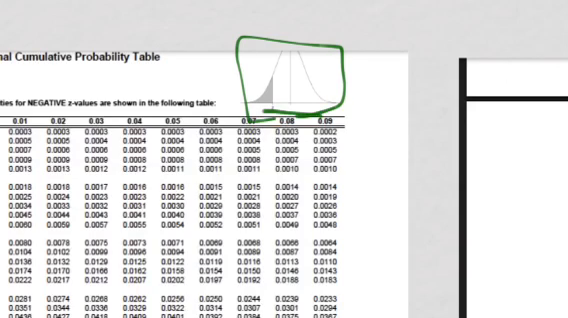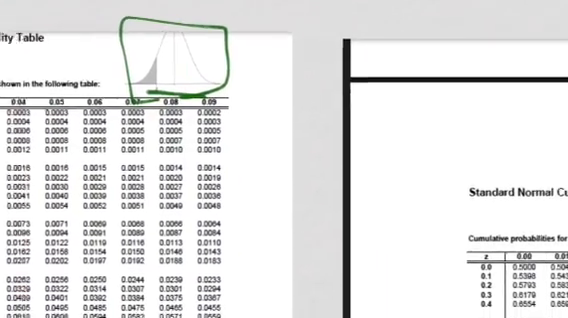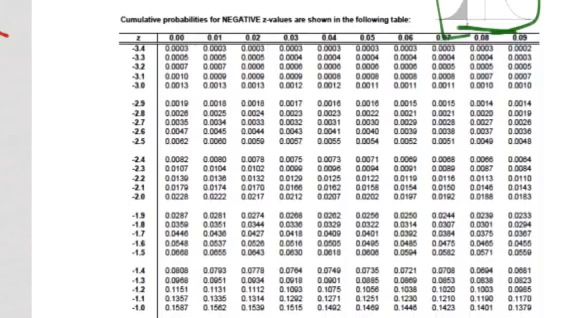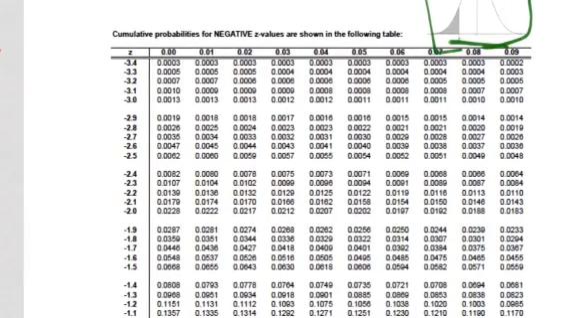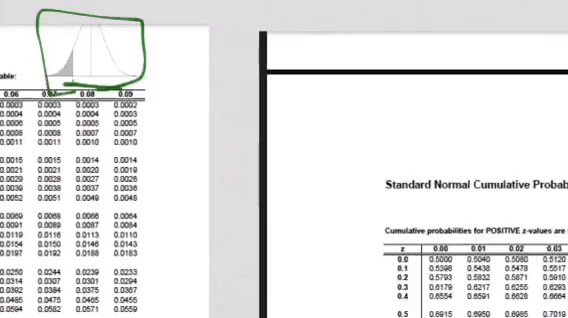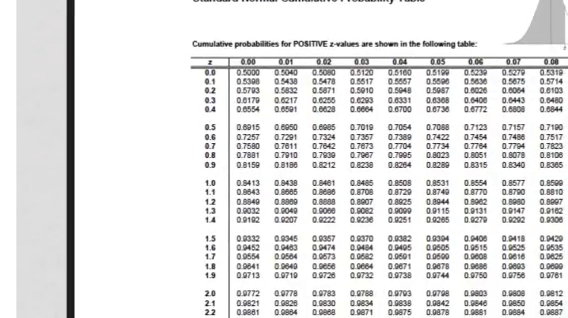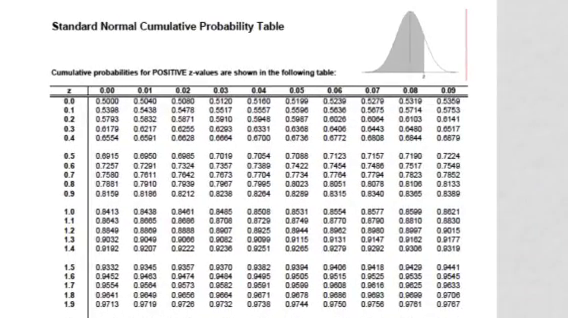The z-table only gives you the probability of being less than a value. So if you go to the other half of this table, this is the negative half of the table, and this is the positive half of the table. And you can see that it's still the probability of being less than a positive value. So the area has gotten bigger.